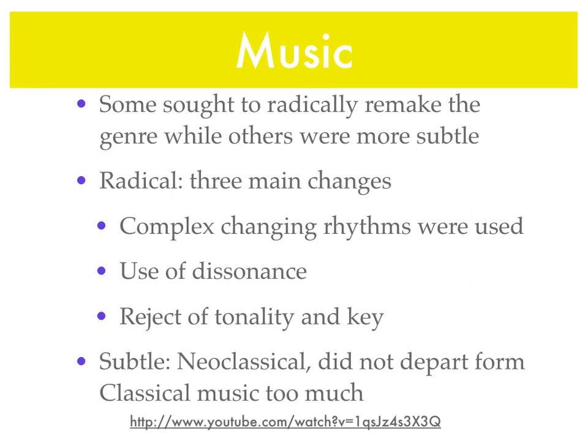Music within modernism. Music also sought to remake the genre, and some did it very radically, while others were more subtle. In the radical, there were three main changes. First, complex changing rhythms were used, in some cases making it almost impossible to determine meter or even a beat. The use of dissonance was often used to disturb the normal. And then three, rejection of tonality and key. Again, in music, the idea is to make it new.